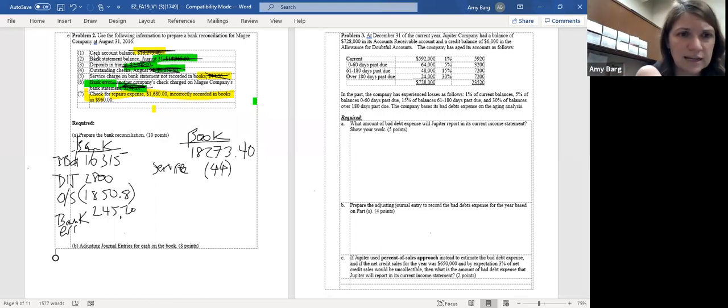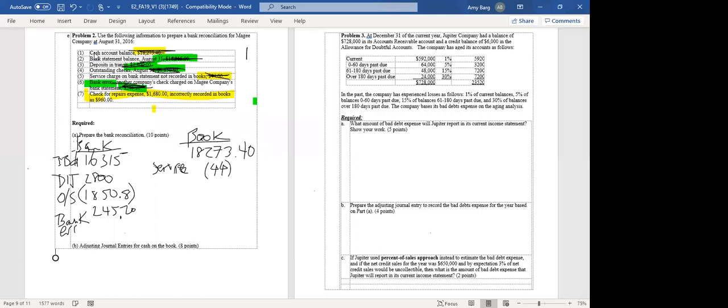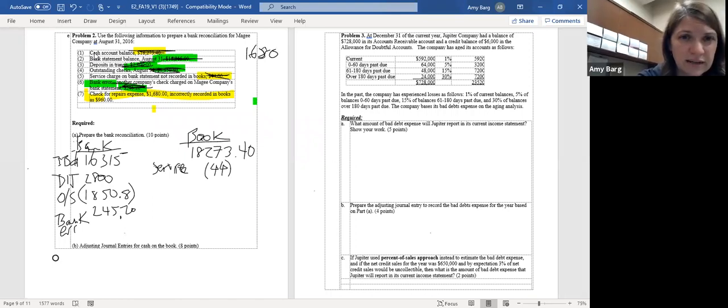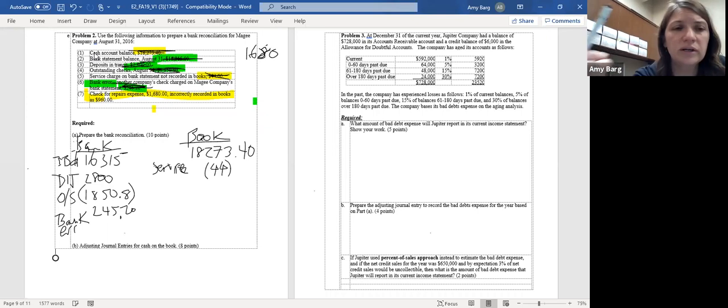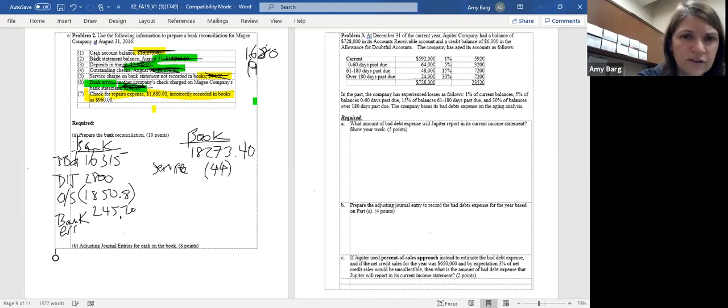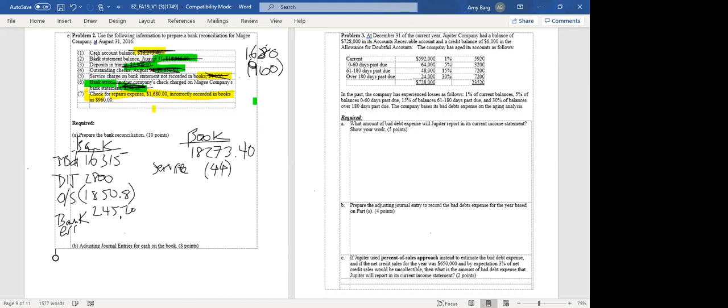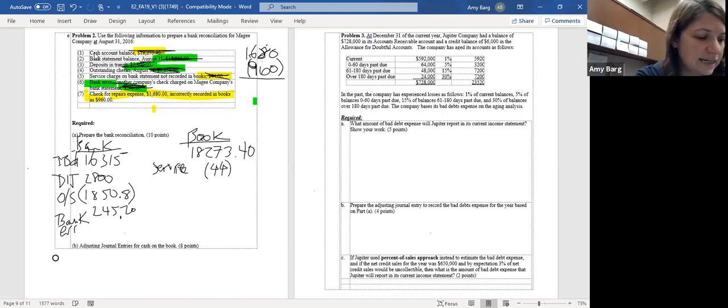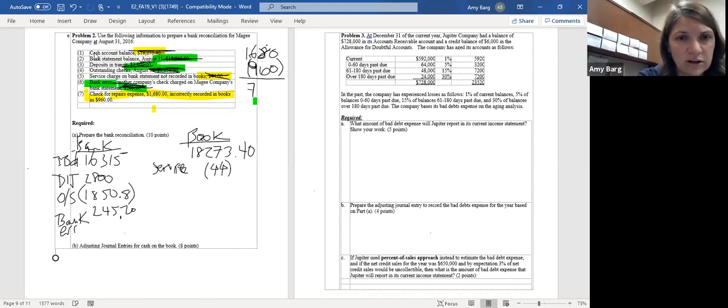So that means that there was a check for $1,680, and it was supposed to be for $1,680 for repairs, but whoever put it in the books put it in wrong. They put it in as $960. So in order to figure out what we need to do, if we figure out the difference between $1,680 and $960, we get that the difference is $720.